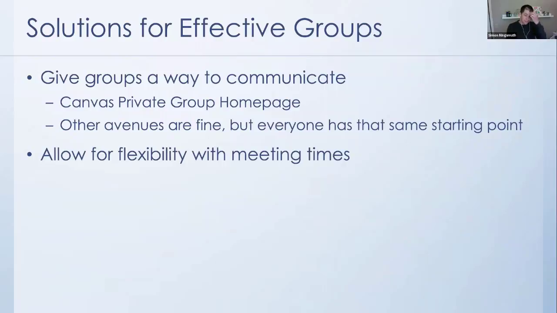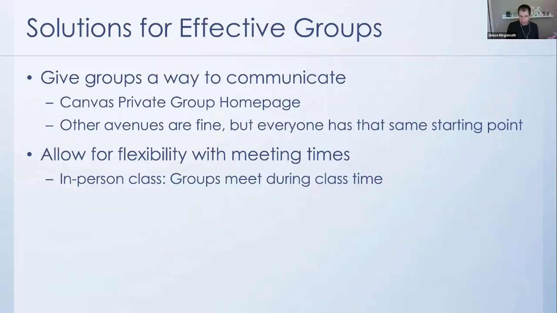Also, allow for some flexibility with meeting times. And this is important if you're doing online. If you have groups agree to certain times that they're going to meet, but they need a little bit of flexibility, let them have that. If you're teaching an in-person class, groups meet during class time, but maybe there's someone who commutes from Tulsa every day and they just can't quite make it every Thursday. So that's fine. Give them flexibility. Allow them to meet outside of class time. Allow them to meet separately in a different location.